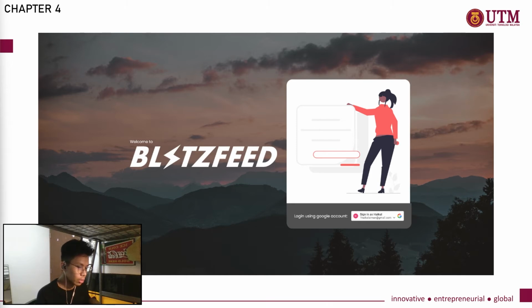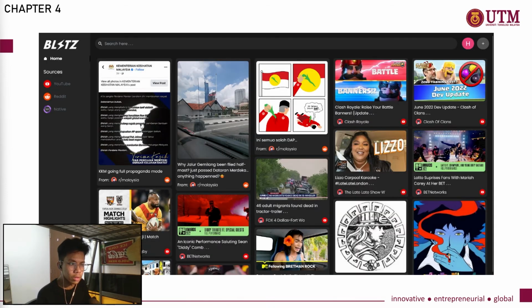So here's the UI for the login page. There's a welcome message, welcome to BlitzFeed, and it also features the login using Google account at the bottom. So this is what the main page, the home page, looks like. Each post can feature images, videos, or thumbnails, or also just plain text.